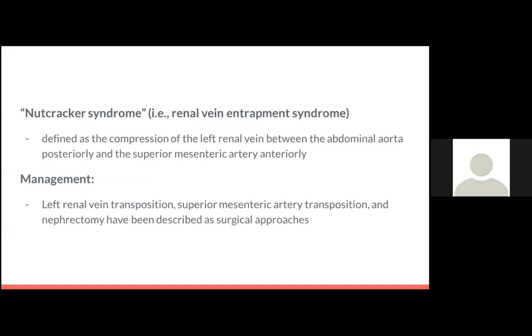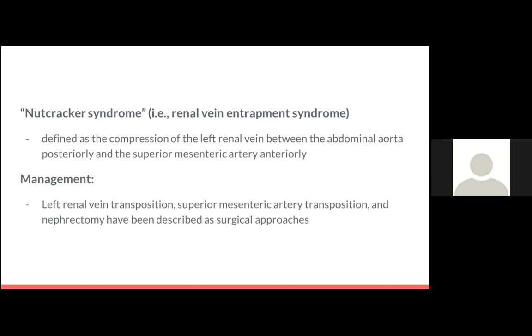The nutcracker syndrome, or renal vein entrapment syndrome, may be defined as the compression of the left renal vein between the abdominal aorta posteriorly and superior mesenteric artery anteriorly. The management: left renal vein transposition, superior mesenteric artery transposition, and nephrectomy have been described as surgical approaches. Hematuria has been postulated to occur as a result of increase in left renal vein pressure causing small volume rupture of thin-walled capillaries into the collecting system.